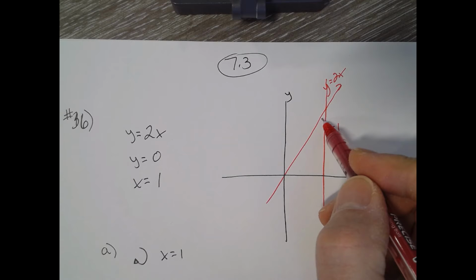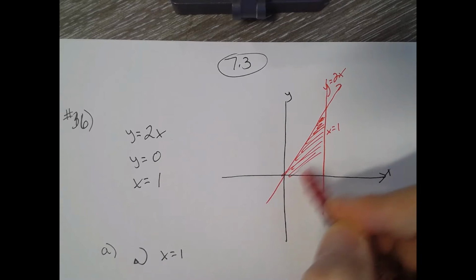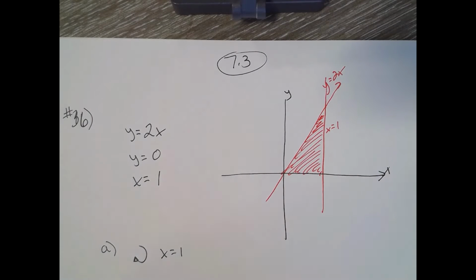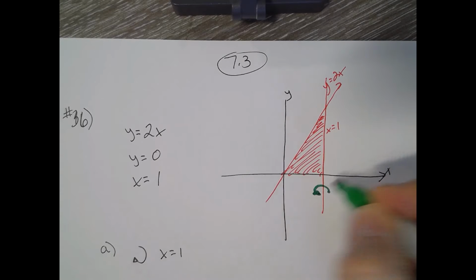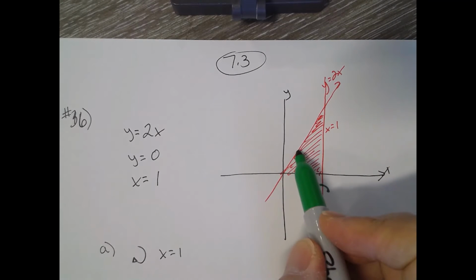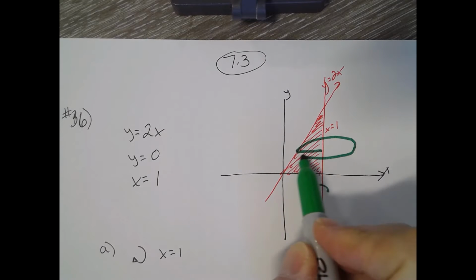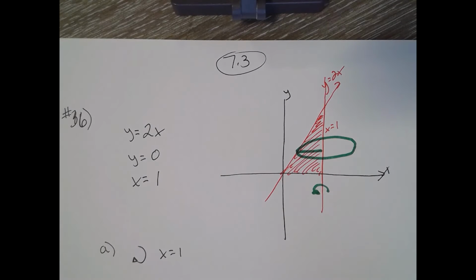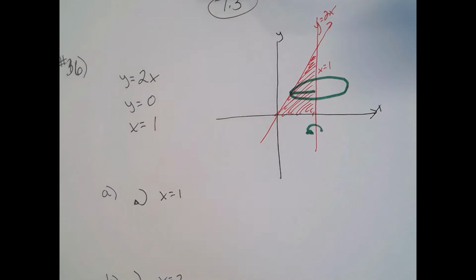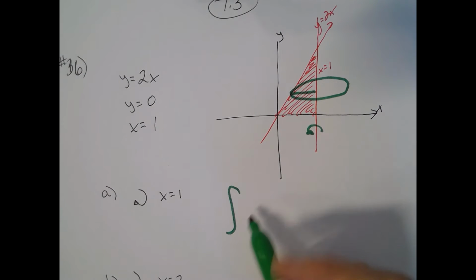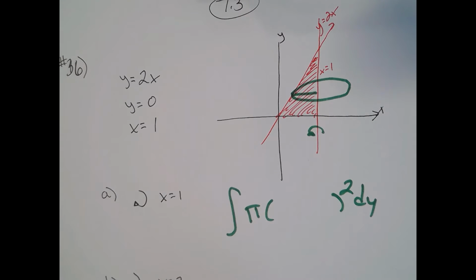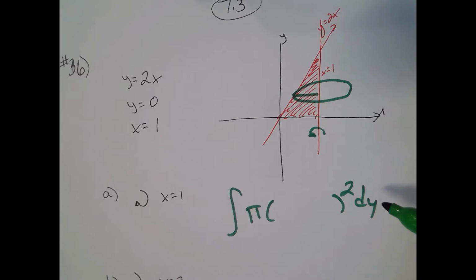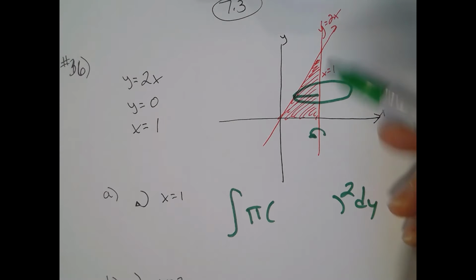So here's our triangular region, and we're going to do two different scenarios. The first one's around x equals 1. So going around x equals 1, you can see that that's going to be a solid. So it's just going to be a disk method. So the integral of pi r squared dy. It's y because it's a vertical axis of revolution.